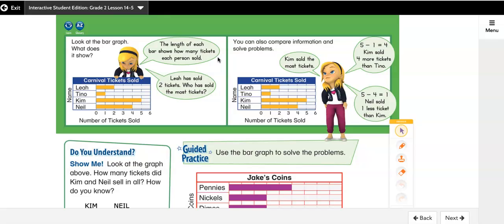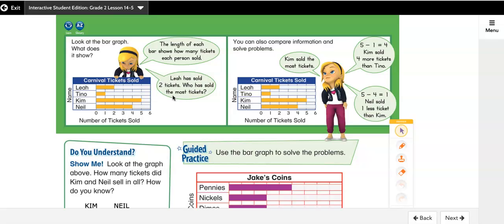So if I wanted to figure out how many tickets Leah sold, I would come to Leah, go to the end of the bar, and go down to see that Leah sold 2 tickets. So our friend tells us Leah has sold 2 tickets. Who has sold the most tickets?